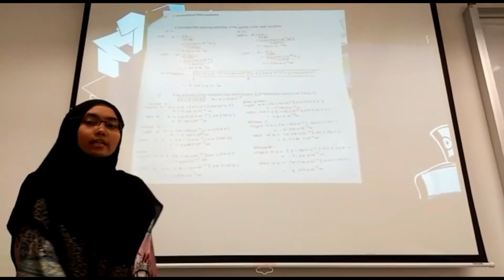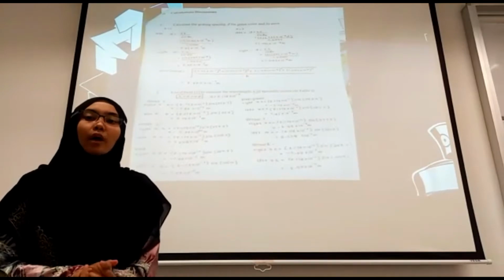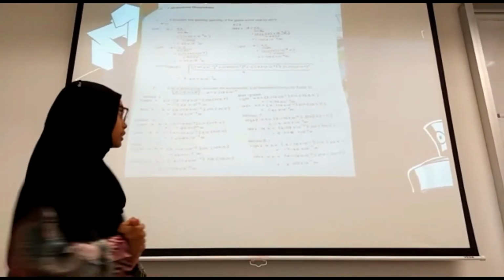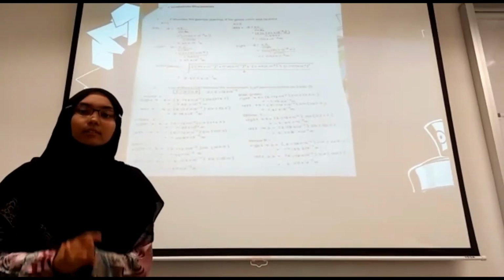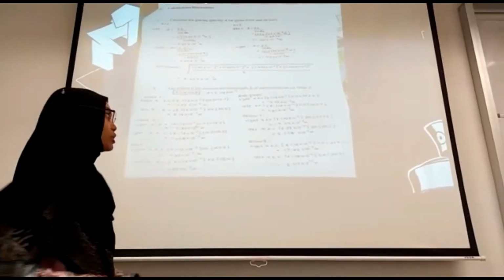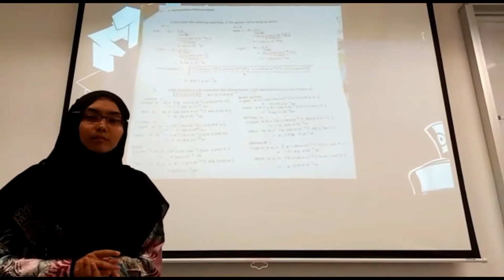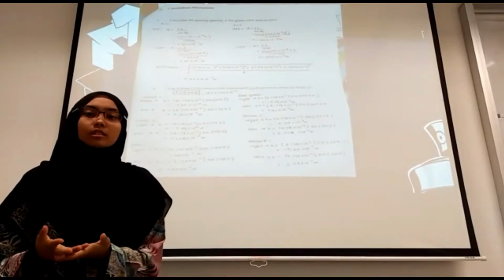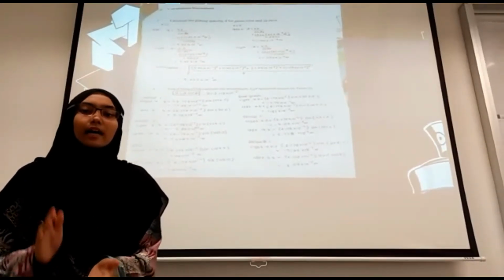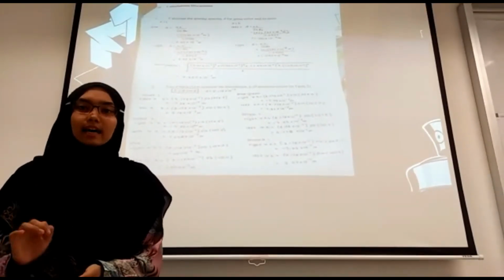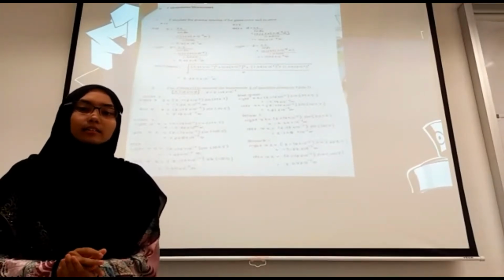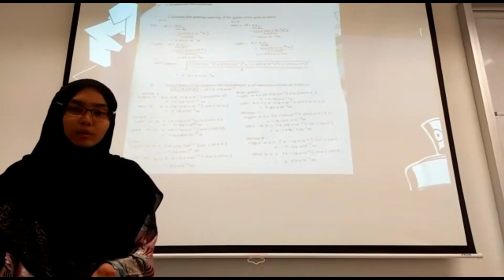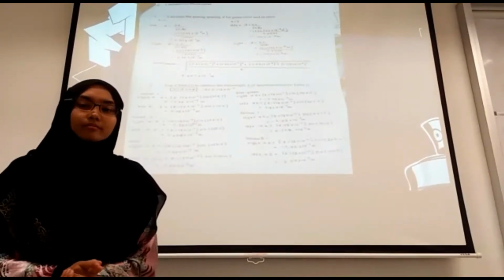For the next question, number 2, we have to use the d from number 1 to calculate the wavelength of the spectrum colors in table 2. So we just have to use the formula lambda is equal to d sine theta, and the d we have to use is from the answer for number 1.